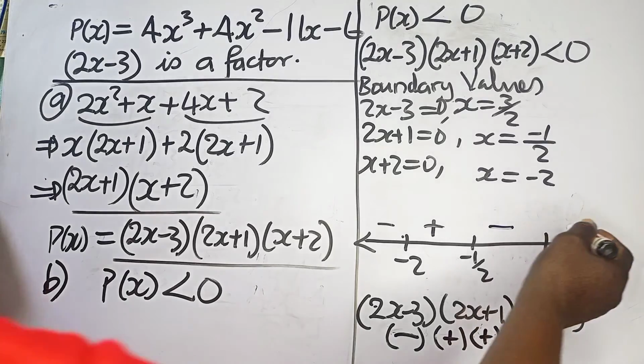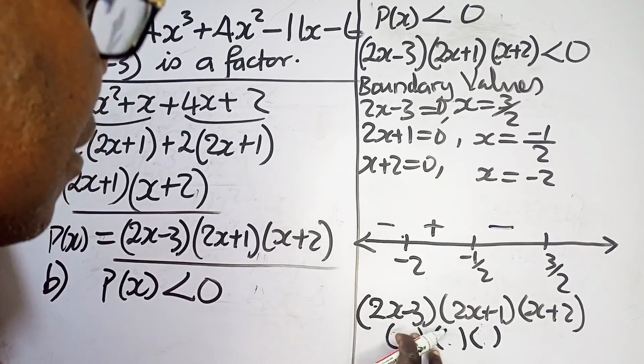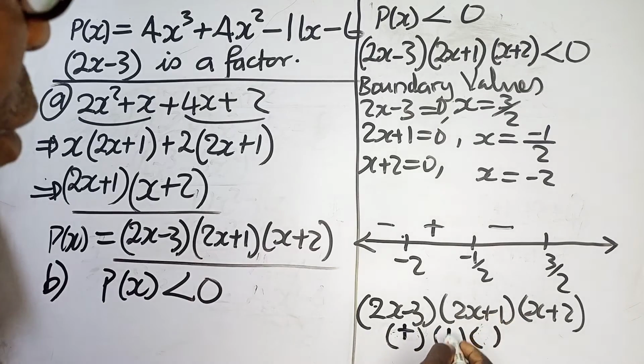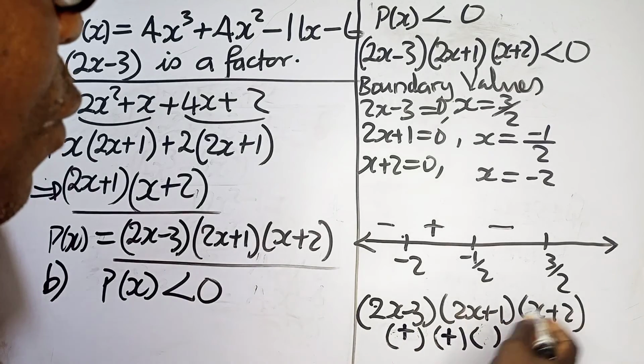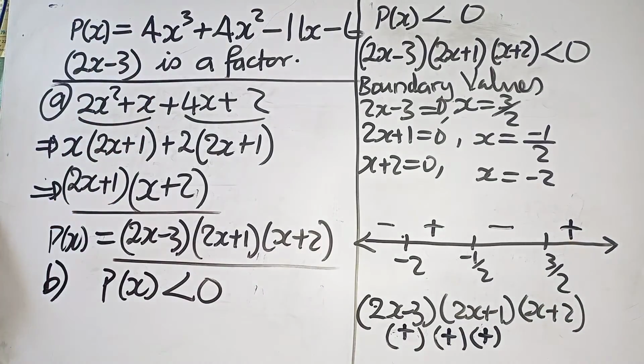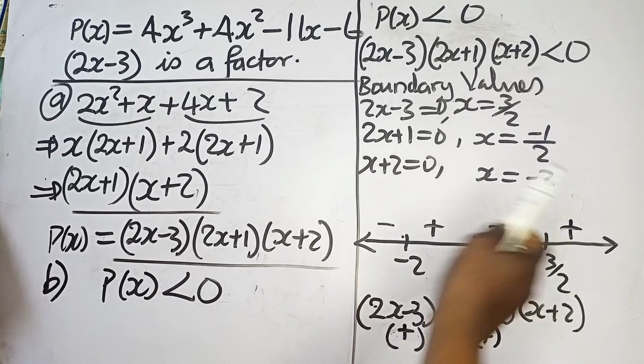Take a value in this last zone and we'll carry out our analysis. A value there, a good example. Remember 3 all over 2 is 1.5. So a good example could be 2. Put 2 here. 2 multiplied by 2 is 4. 4 minus 3 is positive 1. 2 multiplied by 2 is 4. 4 plus 1, positive. 2 plus 2, 4, positive. So everything, positive multiplied by positive, positive. All right. So we'll now see the sign that we get in each of those zones.